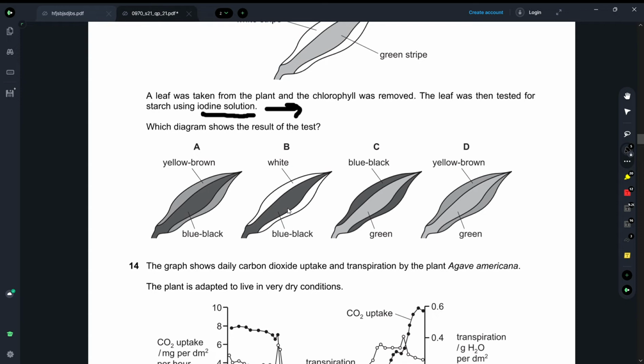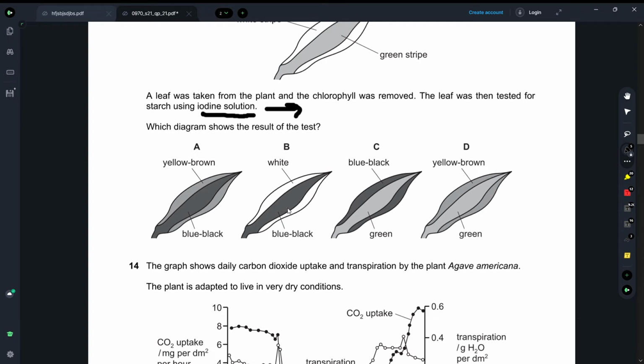Iodine food test for starch. Okay. Oh, come on, man. Really. My Wi-Fi is working very slowly today. Come on.